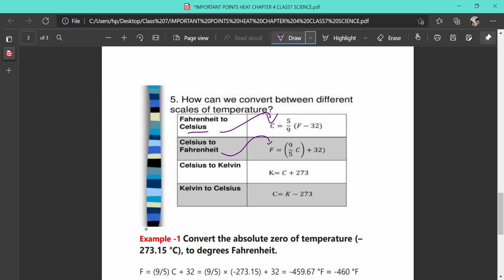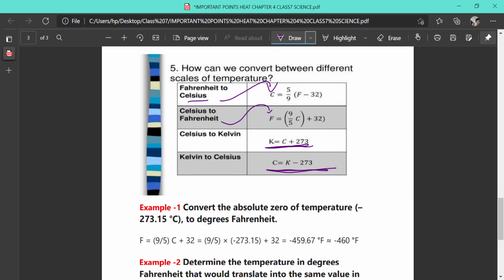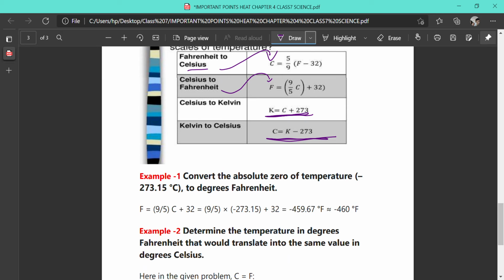While changing Celsius to Kelvin, we just add 273, because we have seen that 0 degree of Celsius coincides with 273 degree of Kelvin. So we have to add 273 to Celsius, and for Kelvin to Celsius, just the reverse, we have to subtract 273 from Kelvin. Based on these formulas I have given you some numerical problems.